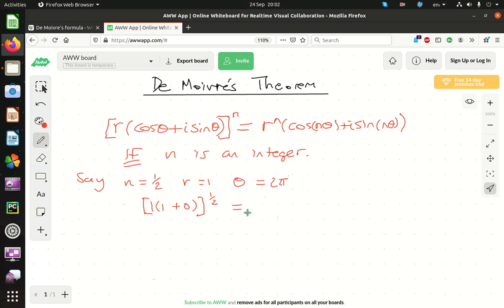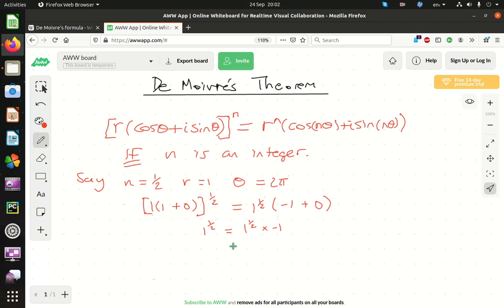But on the right-hand side, what do we get? We get 1 to the power of a half, and now we're doing cos of a half times 2π. And that's cos of π, and cos of π is minus 1. Sine of π is still 0. And so we end up with 1 to the power of a half equals 1 to the power of a half times minus 1. Now, that on the face of it does look like a mistake, yeah?